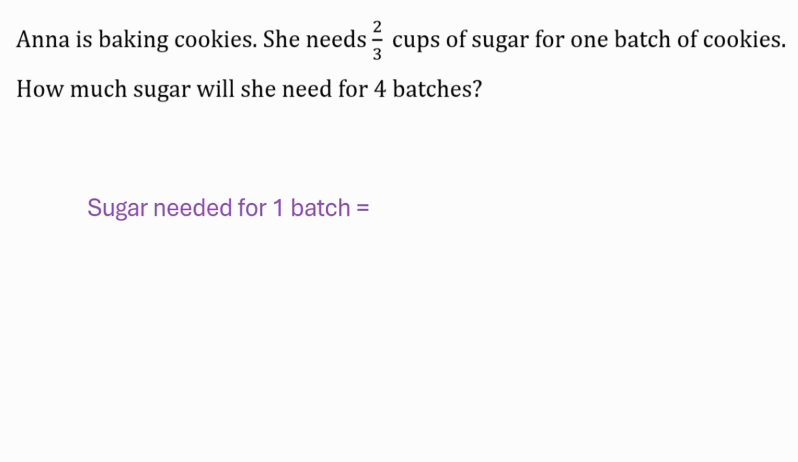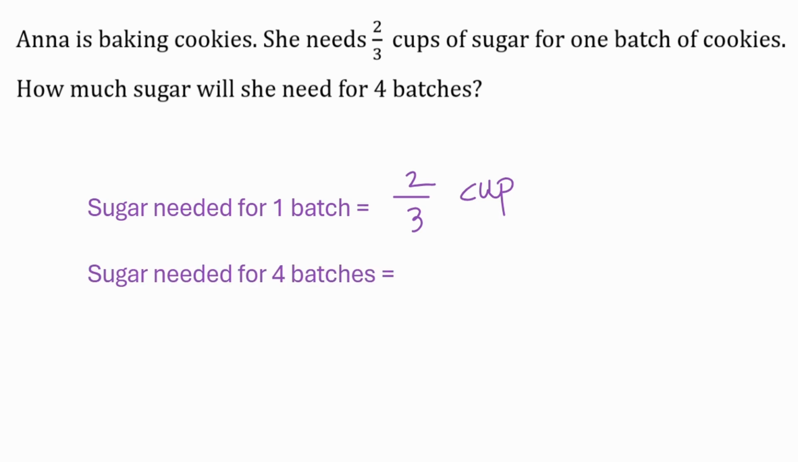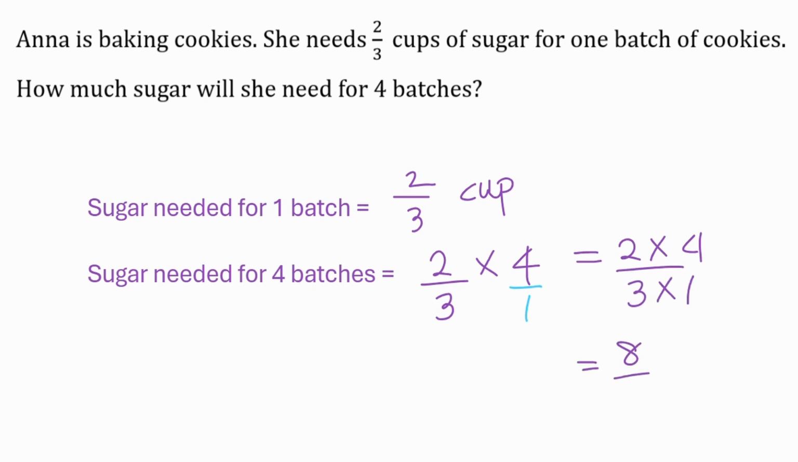So we know that the sugar needed for one batch is 2/3 cups, and we are looking at how much she needs for 4 batches. So to find the amount she needs for 4 batches, we are going to multiply 2/3 by 4. And because 4 is a whole number, I can treat it with a denominator of 1. I can rewrite this as 2 times 4 over 3 times 1. And this will give me 8/3.